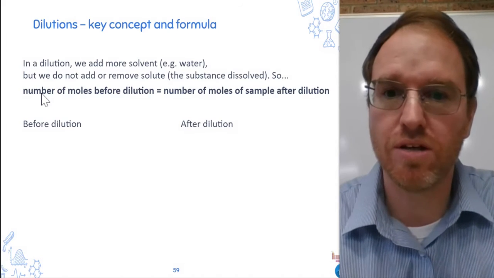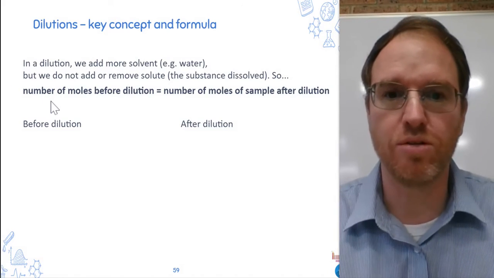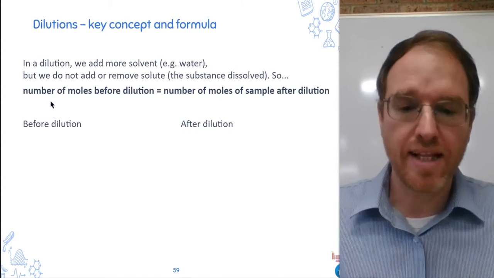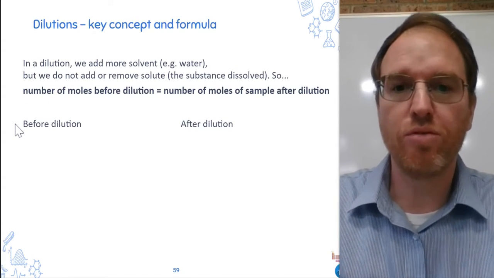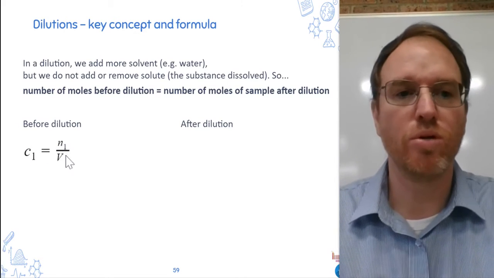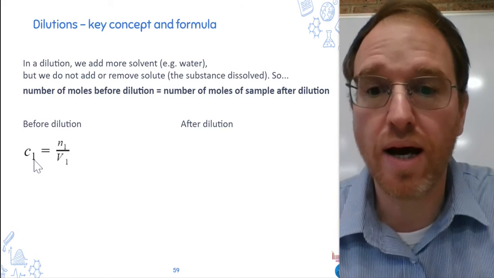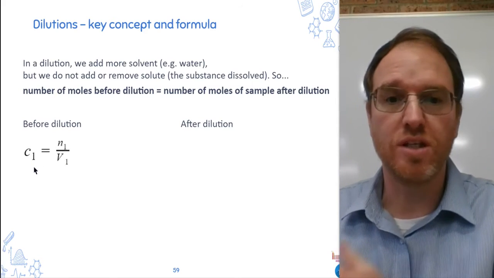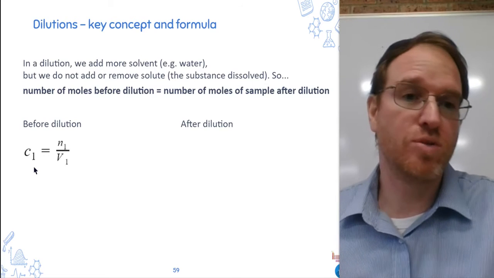So I put here the key concept: the number of moles before dilution equals the number of moles of sample after dilution. And that allows you to do the calculations. So before the dilution, what's the concentration? Well, concentration is number of moles over volume. We've put a little 1 just to mean that's the first state that it was in, or the initial state. The concentration was moles over volume.